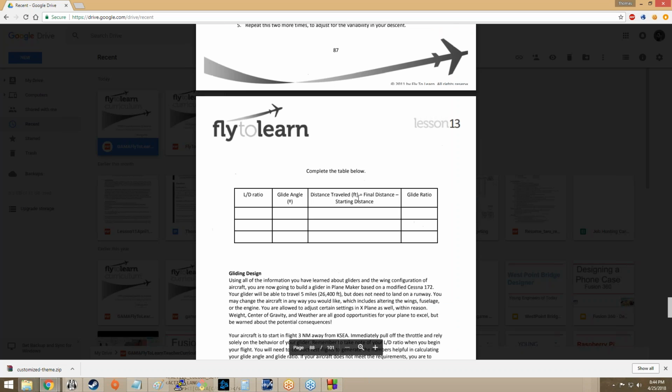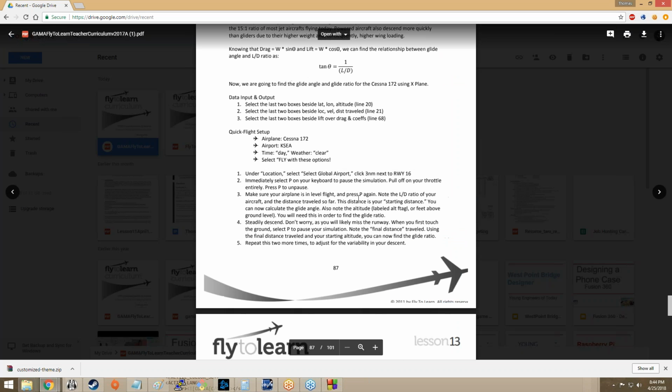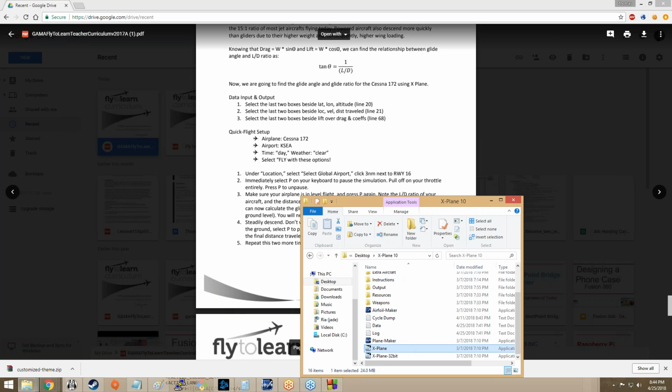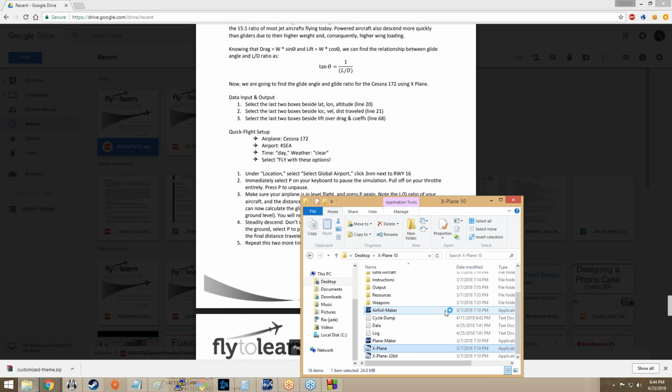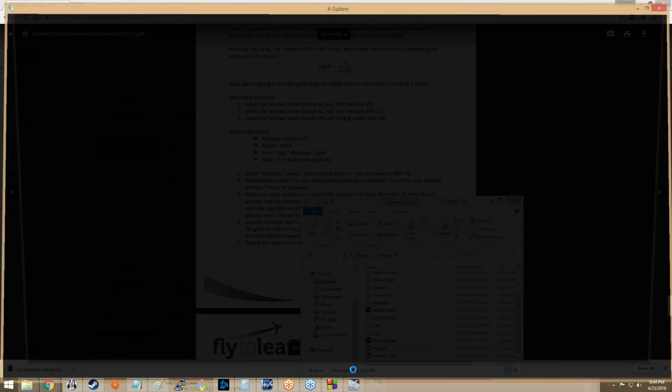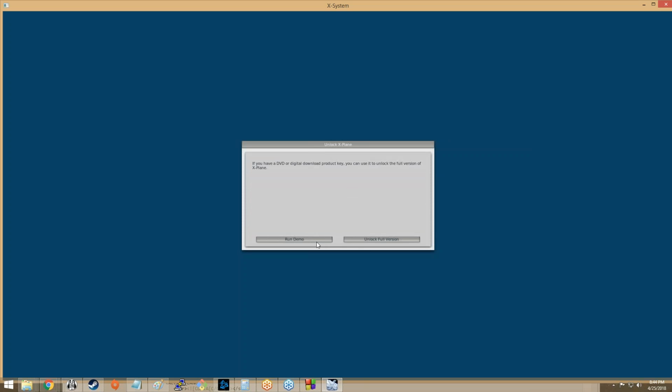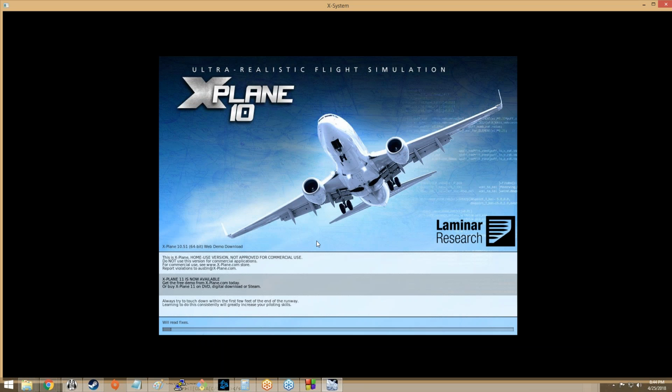Oh boy. Okay, yeah, so let's go ahead and get X-Plane all opened up. I'll go ahead and close down Plane Maker since we're not really going to be running with that. Run the demo. Ultra realistic flight simulation.